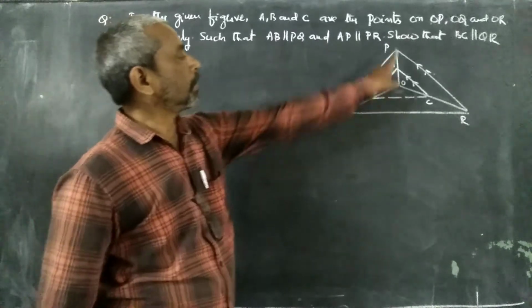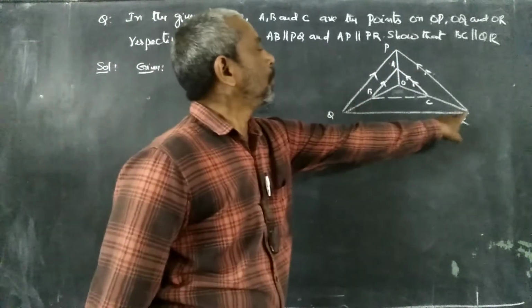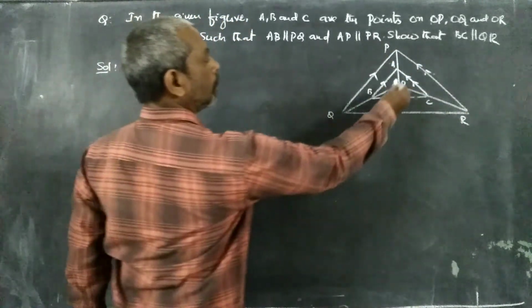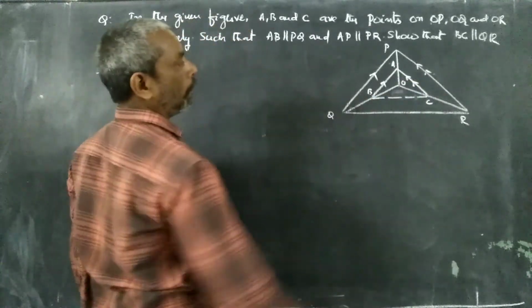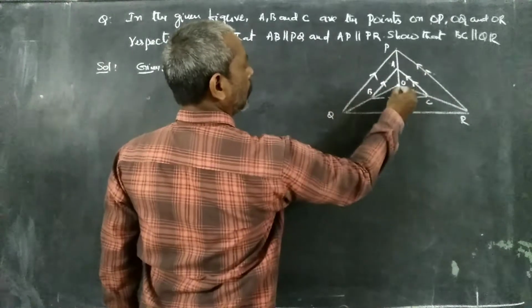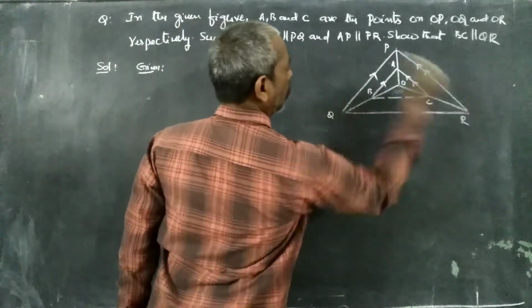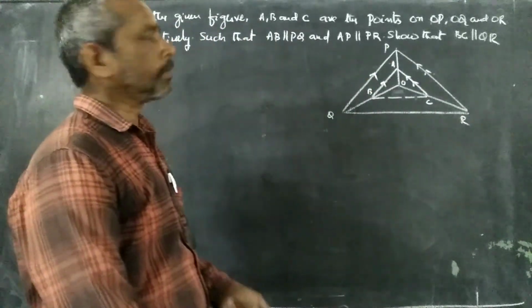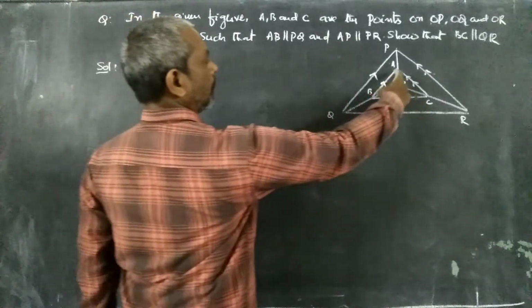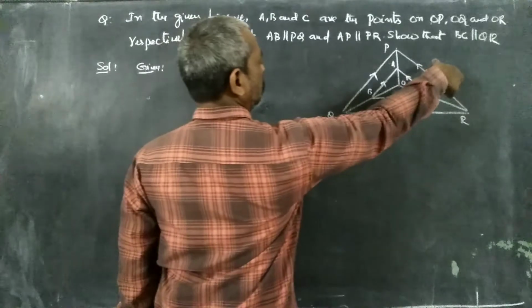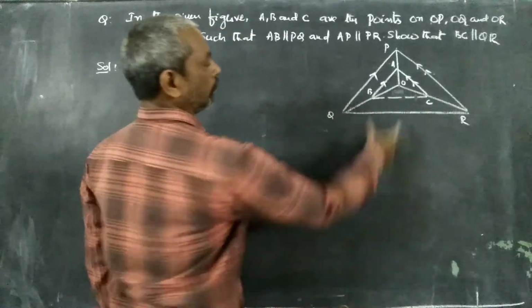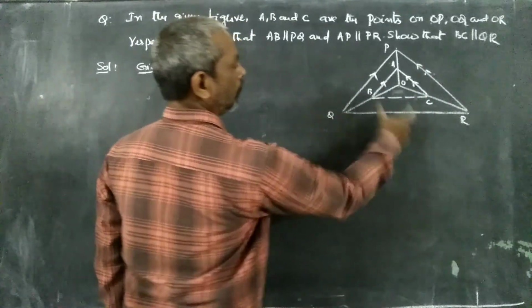So in this figure, triangle PQR, A, B and C are the points on OP, OQ and OR respectively, such that AB is parallel to PQ, AC is parallel to PR, show that BC is parallel to QR.